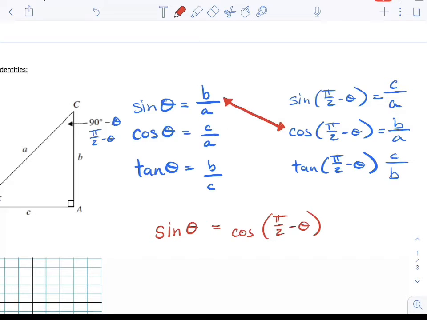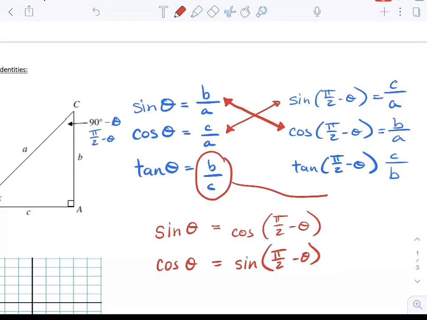What else do we notice? Well, I see that these two are equal to each other. So I know that cos theta is equal to sine of pi over 2 minus theta. They're equivalent. And lastly, you might look at this and say, this is not really the same as this, but they have the same letters.